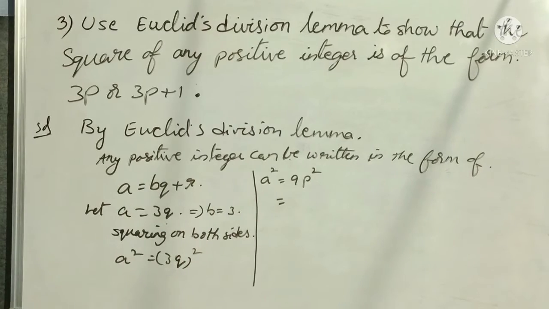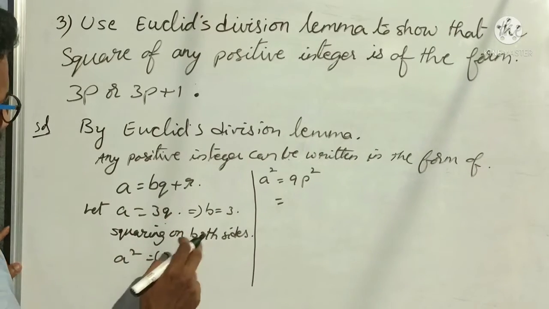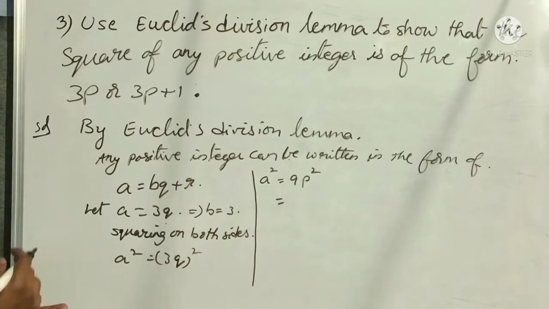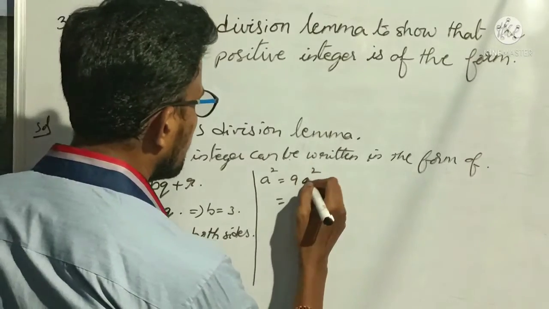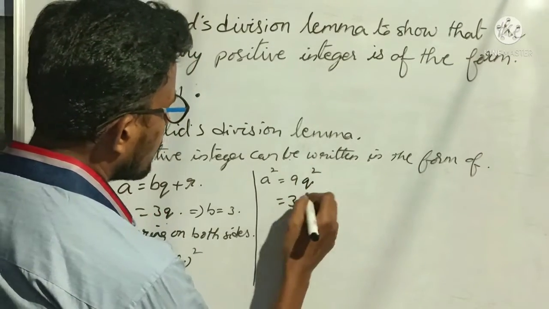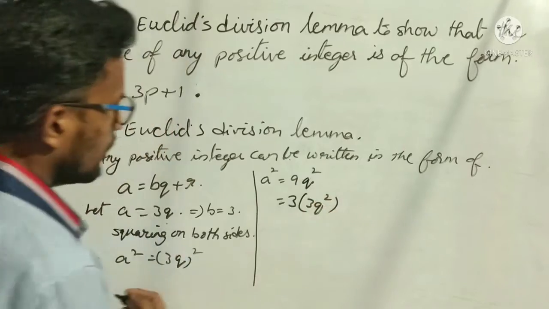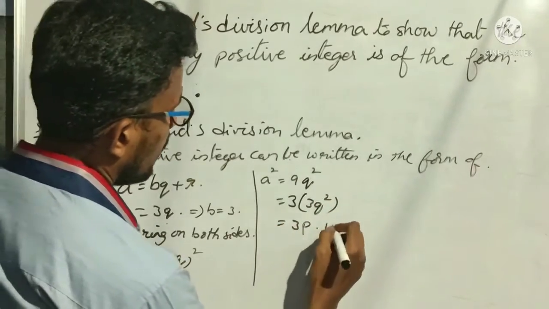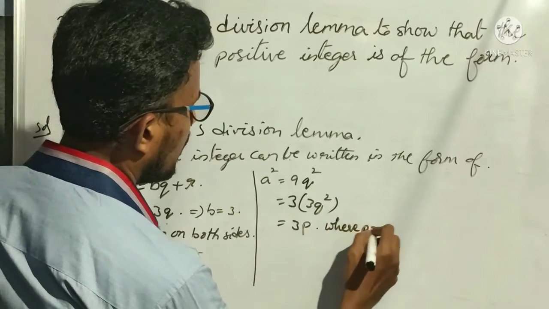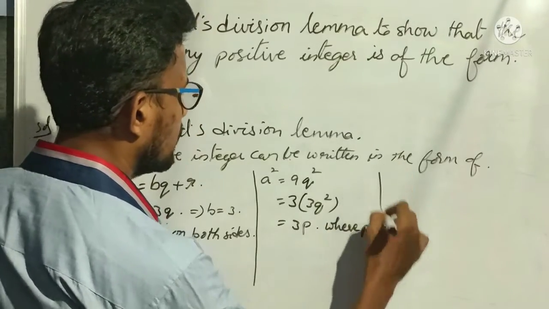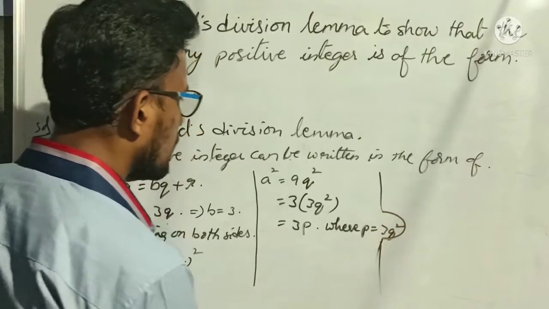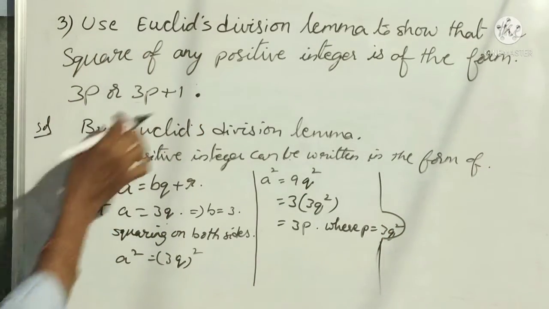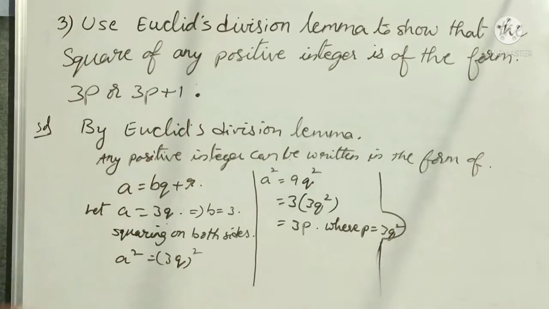Okay. So now a is equal to 3q, squaring on both sides, a square is equal to 3q whole square. So here also we get 9q square. So 9 I can write as 3 into 3q square, right? So this is equal to 3p, where p is equal to 3q square. Okay. So this is the first condition. Or we have to take 3p plus 1 form also we should get.